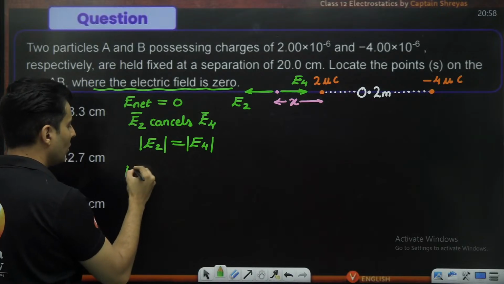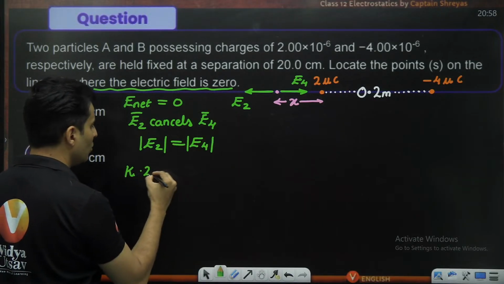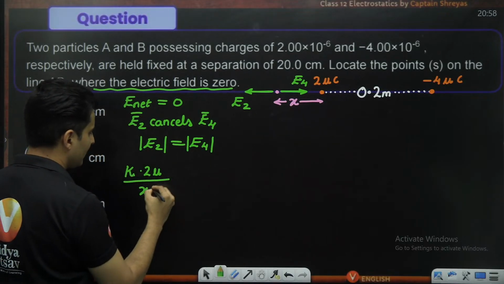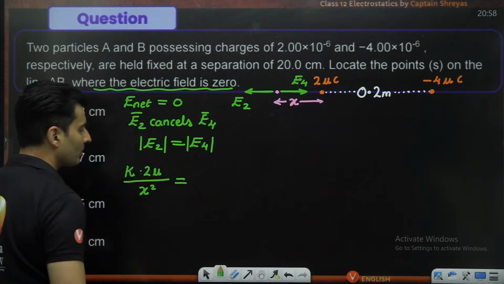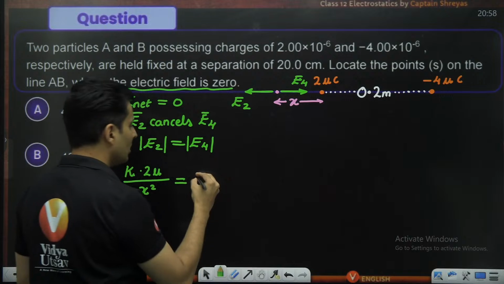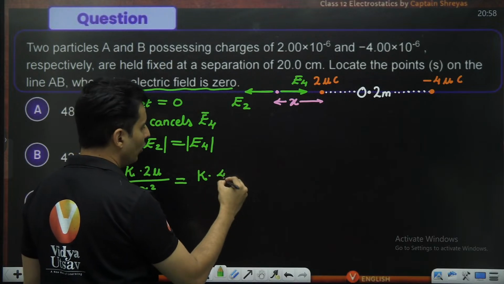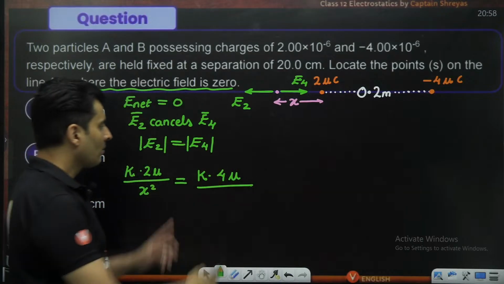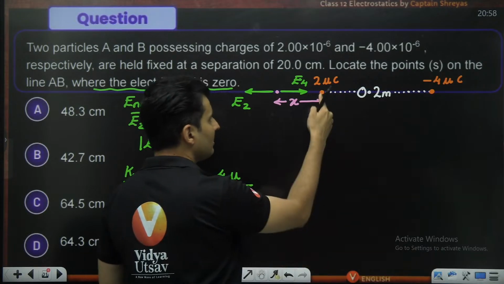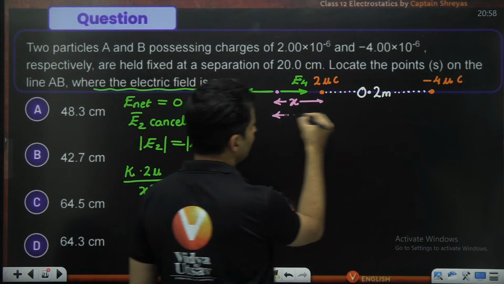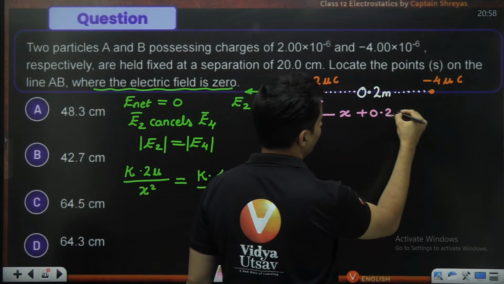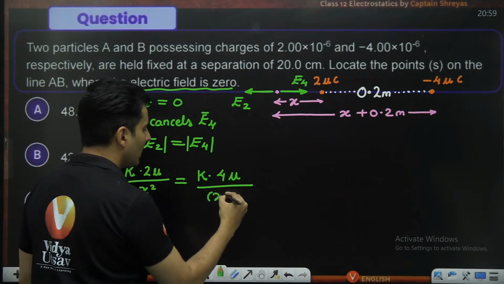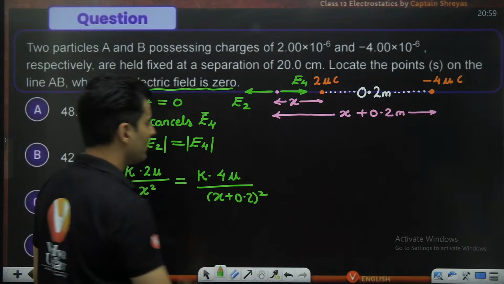So how much is E2? Coulomb constant, and you have 2 micro divided by r square. Here r is basically x. So put x square over here, equal to E4 due to that charge. Coulomb constant, charge value is 4 micro. Do not put minus because we are just comparing magnitudes. You can see the mod symbol. But what is the distance? Be careful, guys. See, from 2 you are at a distance of x. But from this guy you are at a distance of x plus 0.2 meters. So it is slightly different. So hence, do not forget to put x plus 0.2 whole square.